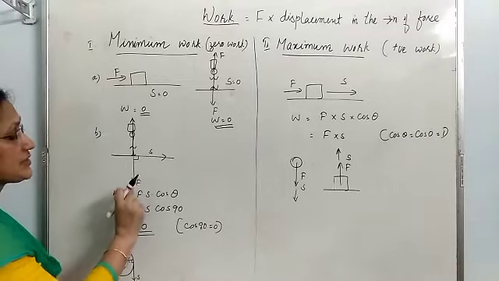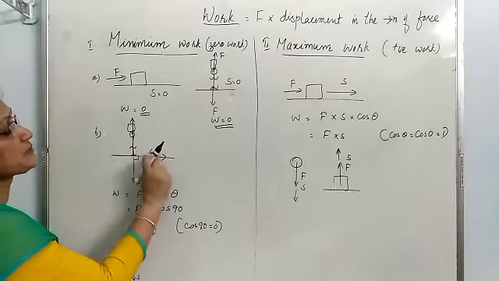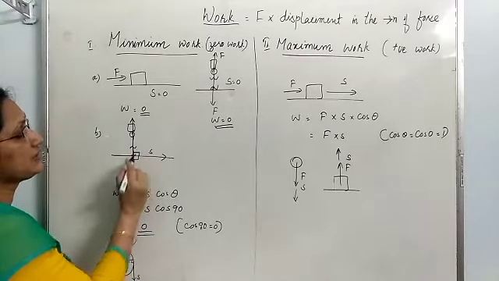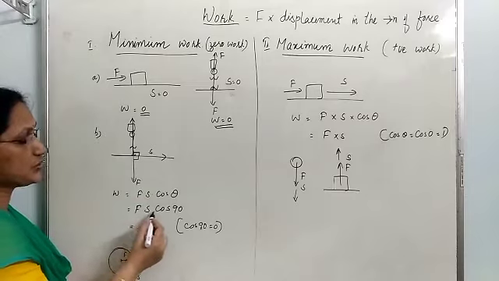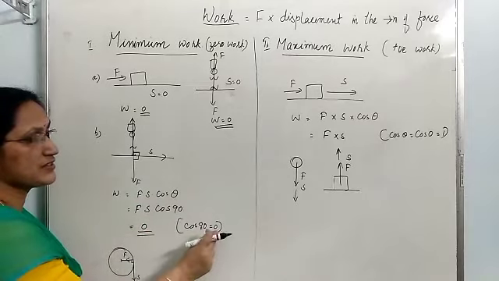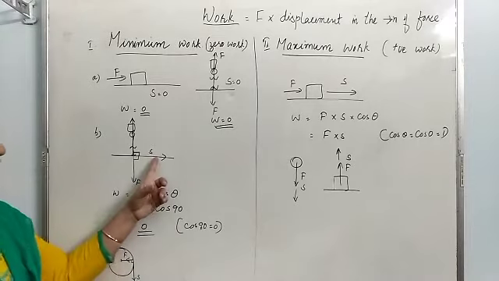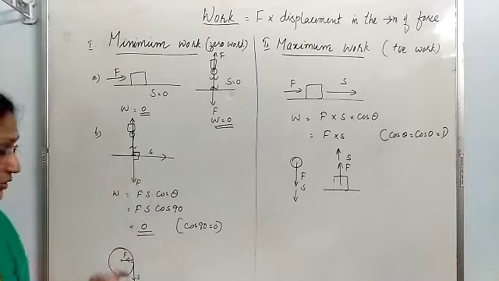So let us find out here. The work done is force into displacement, F into S, into cos theta. Theta here is 90 degrees. So F into S into cos 90. Cos 90 is 0. So work done is 0. Even though there is displacement, work done is 0.